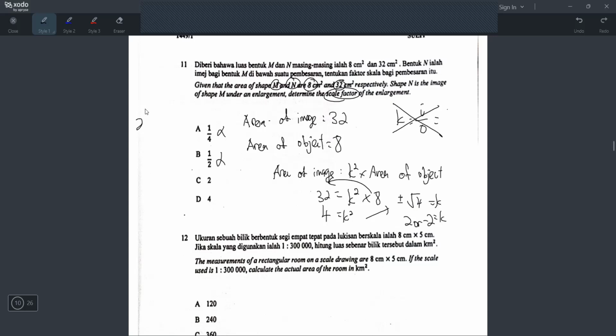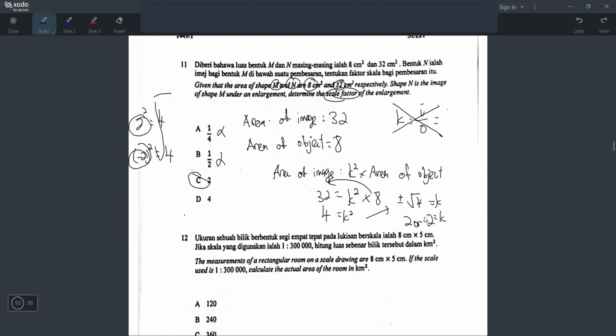Imagine this, 2 squared, what do you get? You get 4, right? What happens if you take negative 2 squared? You will also get 4. If you don't believe me, press the calculator, negative 2 squared, you will also get 4. It means when you square root 4, it will be 2 and negative 2. That's why I got 2 answers. So the scale factor can be 2, the scale factor can be negative 2 also. It means the answer is C.